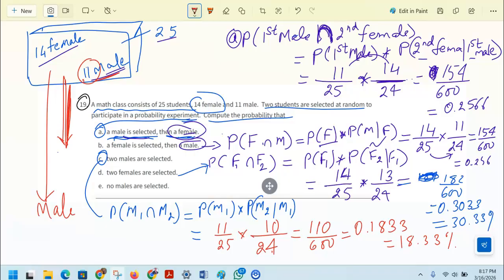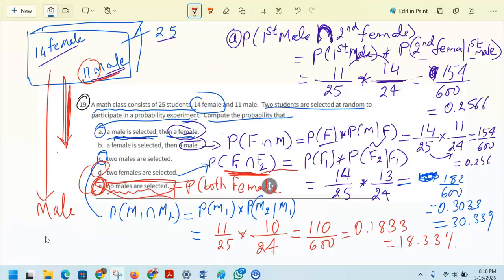And finally, we have no males. It means both females. The first one is female. So question number E says no males. What does no males mean? It means both females. And we already did this here: first female and second female. Question number D is the same as E. So the answer that we got here is the same for the second one. Okay, I hope that makes sense. Let's go to the next one.